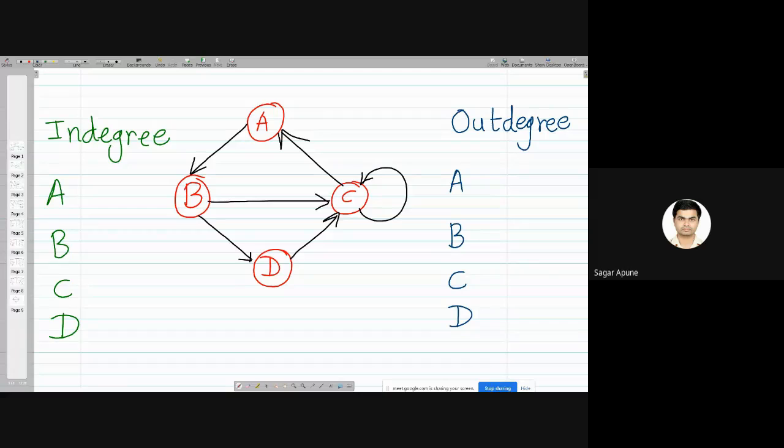ओके, आन्सर आलेले आहेत आपल्याकडे. बाकीच्यांनी पण आन्सर कॅल्क्युलेट करा आणि पोस्ट करा, in degree and out degree.